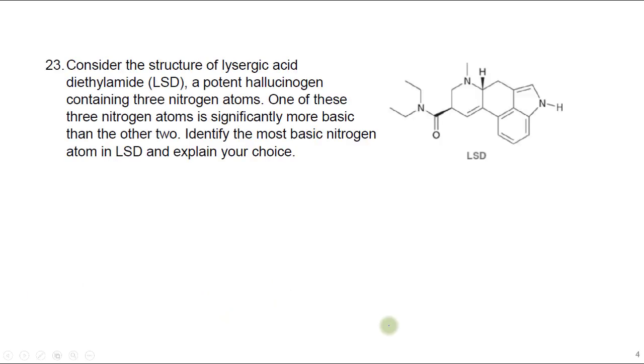Alright, consider the structure of LSD, which is a hallucinogen with 3 nitrogen atoms. One of the 3 nitrogen atoms is more basic than the other 2. Which one is the most basic? The most basic one will have the most number of alkyl groups on it. So this one right here is the most basic. This would be the next because there's 2 alkyl groups and a hydrogen. This one is the least because there's an electron withdrawing group on there.